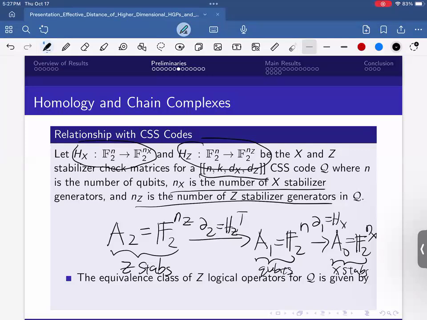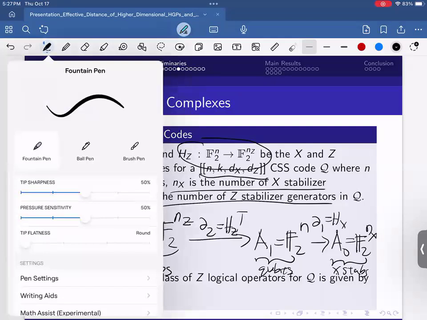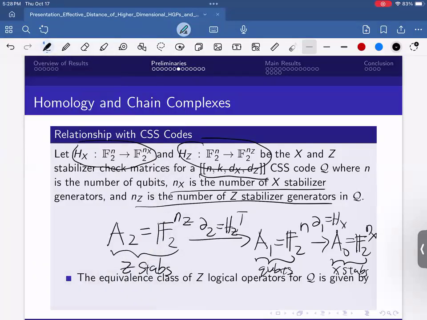But I'll focus on the two things on the right because it's a bit more useful to understand this part over here. So basically the idea here is that when you take the boundary, HX, on any subset of qubits, it takes you to the X stabilizer generators that are associated with those qubits. And this chain complex has a very nice relationship with the CSS codes because you can associate everything with that.